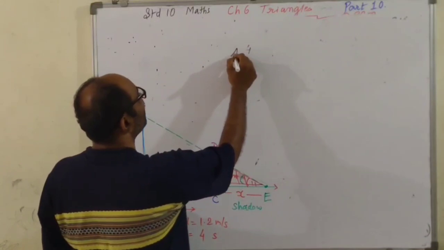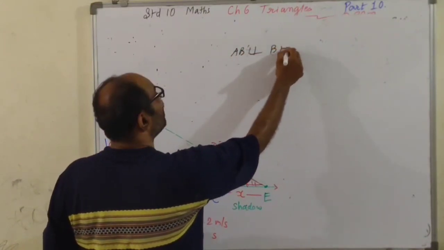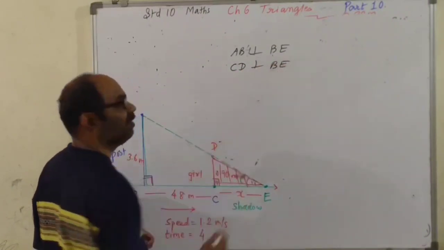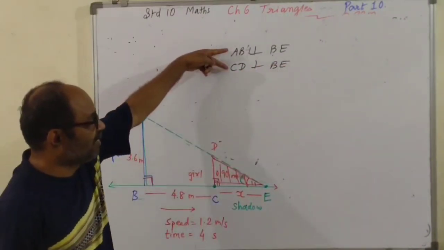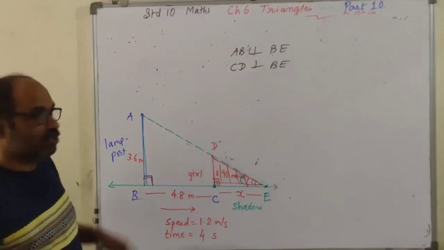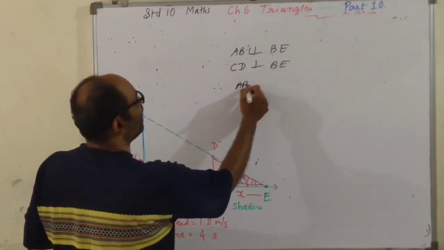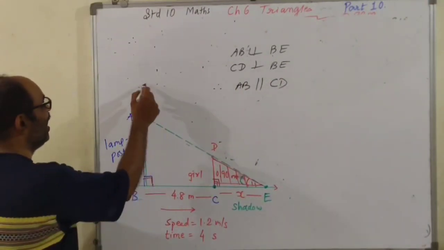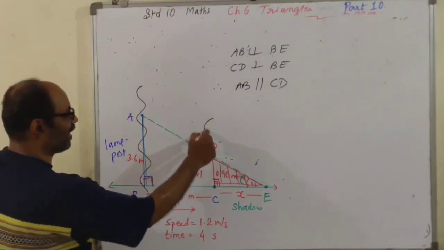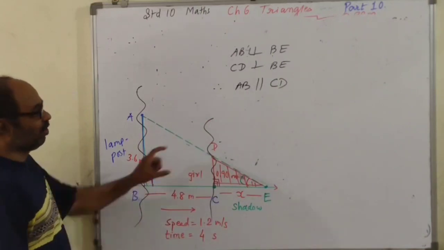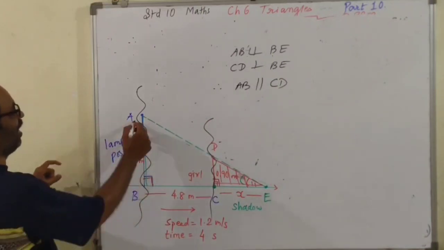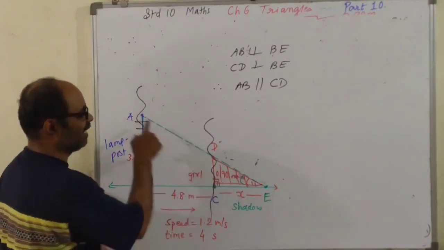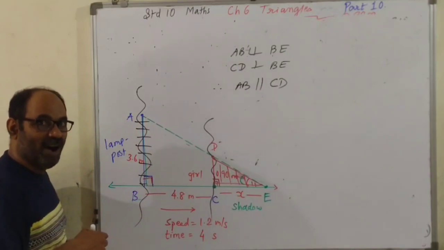AB is perpendicular to BE and CD is also perpendicular to BE. Two lines are perpendicular to the same line, so they are parallel. Therefore, AB is parallel to CD. Hey children, AB serpentine line I am making. These are parallel. So this line is parallel to the third side AB of triangle, and it intersects the other two sides in two distinct points.